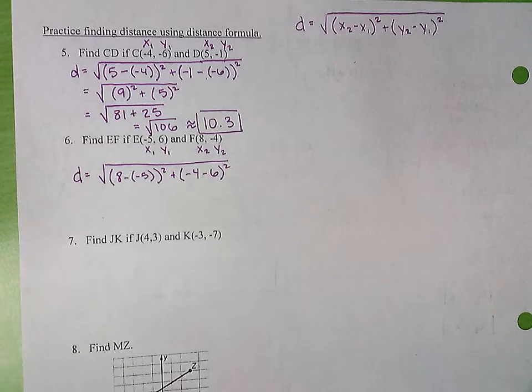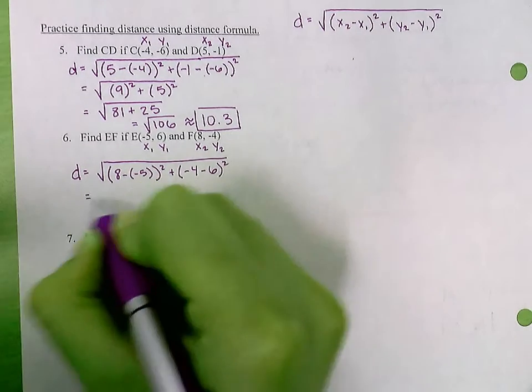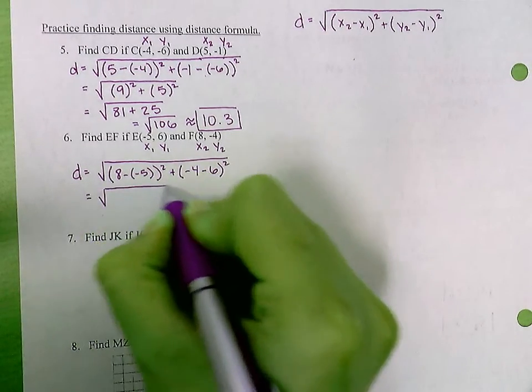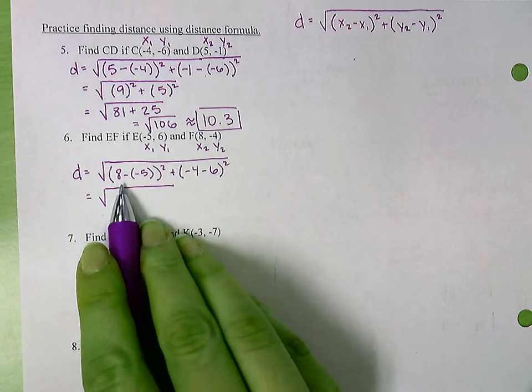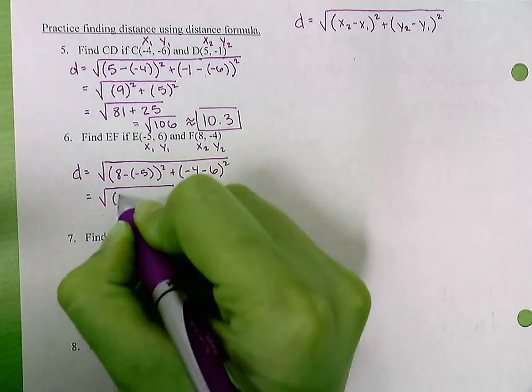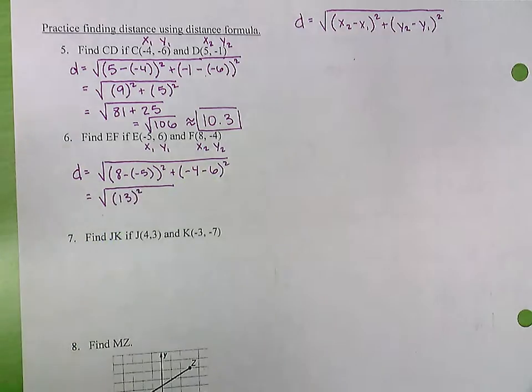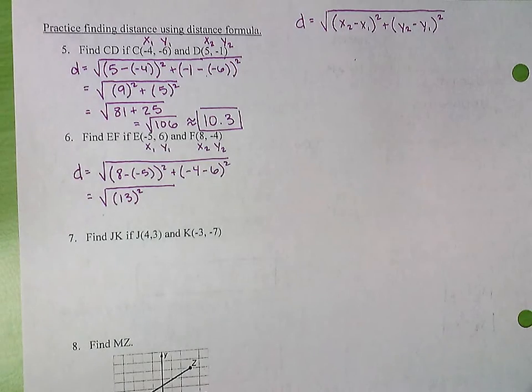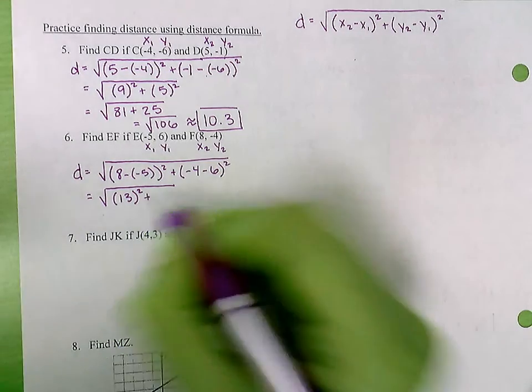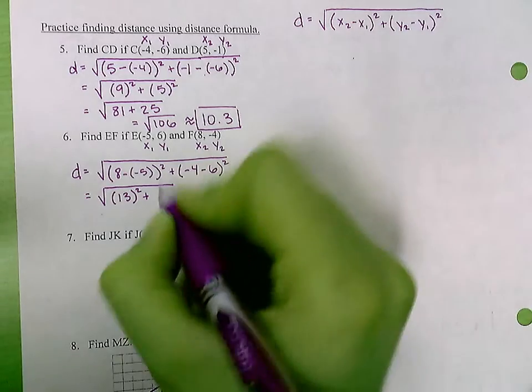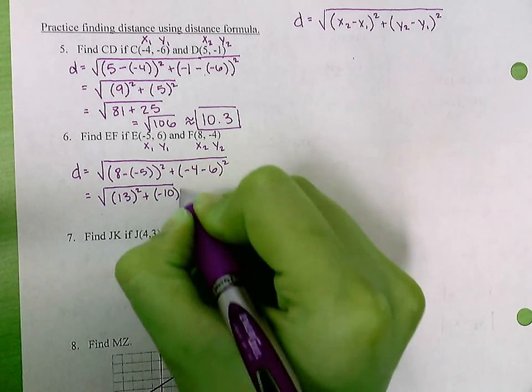And again, from here I want to simplify. So I have the square root. 8 minus negative 5 is positive 13 squared. Plus negative 4 minus 6 will give me negative 10 squared.